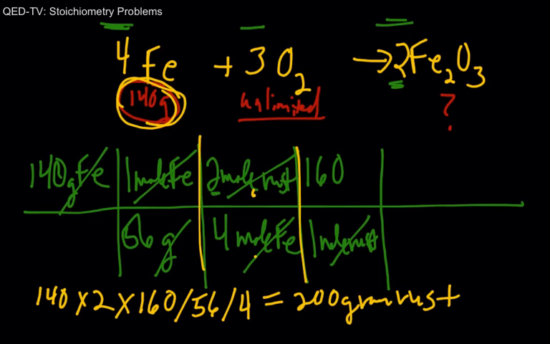Now, if that means we're going to make 200, if we're going to react all 140 grams of the iron and we make 200 grams of the rust, how many grams of oxygen do we actually need? Well, we have conservation of mass, so if we had used 140 and we got 200, we would need 60 here. 140 plus 60 is 200. Our mass needs to be conserved. So that's a real easy way then to figure out how many grams of oxygen we needed.